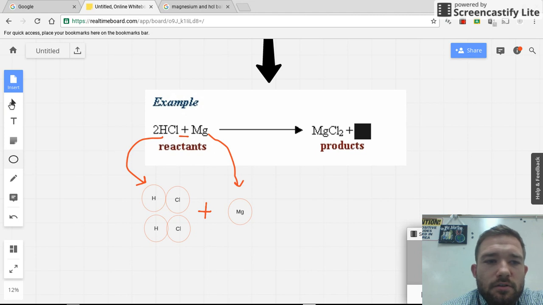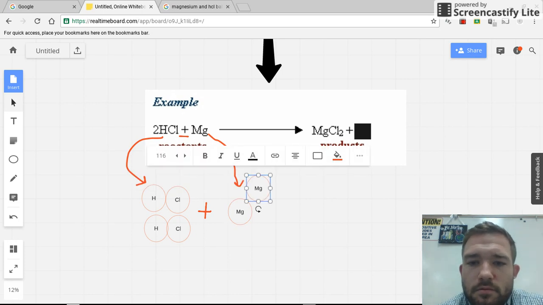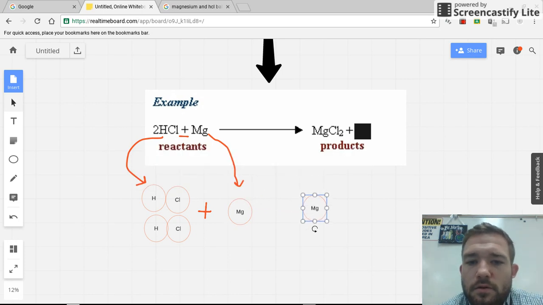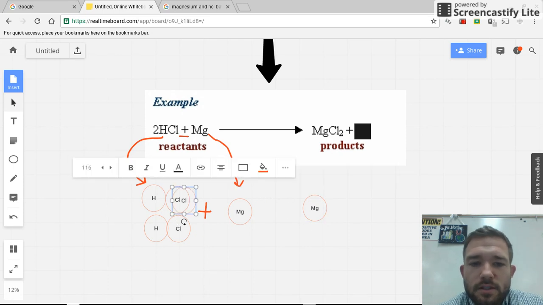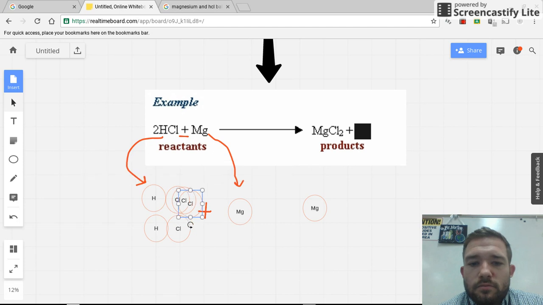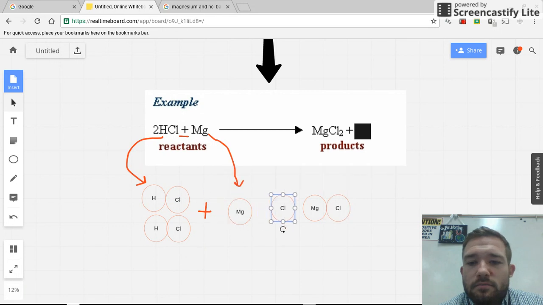So I'm just going to steal from over here my Mg, and my Cl2, which is 2 Cls. Pull that one over here, and pull this one over here.